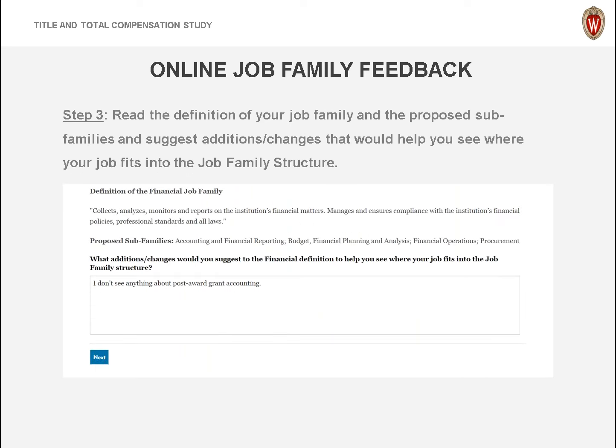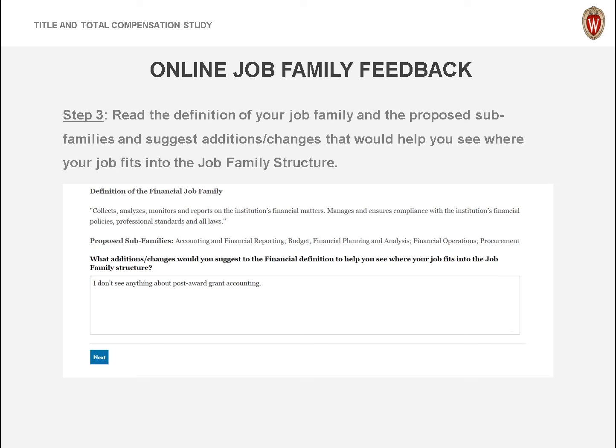Once you pick a particular job family, you'll be able to read the definition of that job family and also the proposed subfamilies, and suggest additions or changes that would help you to see where your job fits into the job family structure. So as you can see from this example, you see the definition of the financial job family, and then you see the subfamily titles that fall within that. And then you have a box where you can put changes.